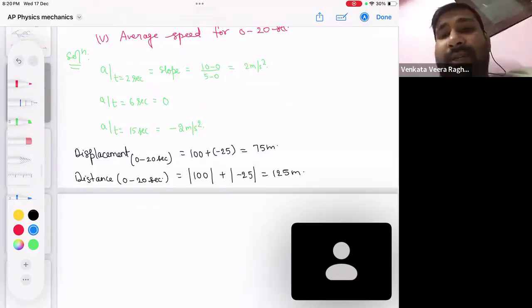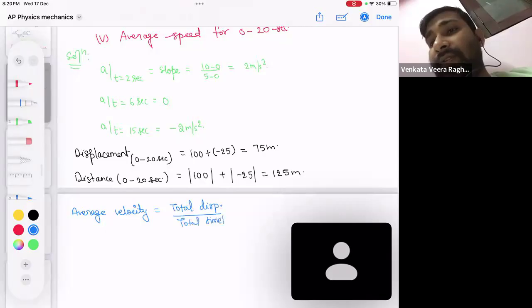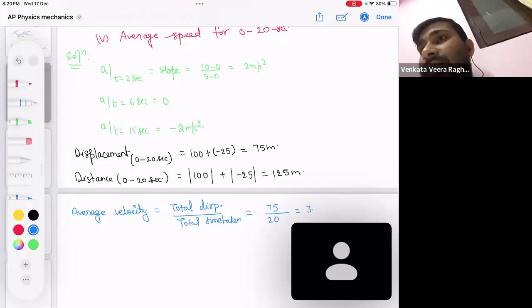Average velocity. How do we calculate average velocity? Remember the first class? Average velocity was total displacement divided by total time taken. Total displacement by total time taken, 20 seconds. We got this one, 3 point, how much will it come? 3.75.